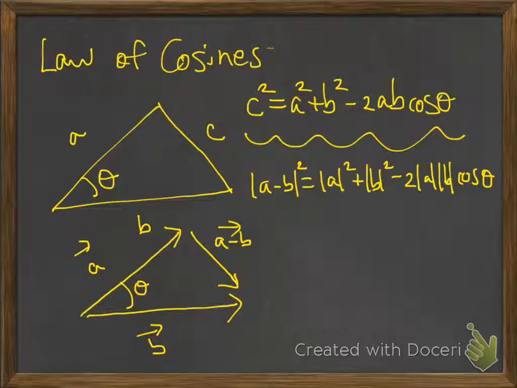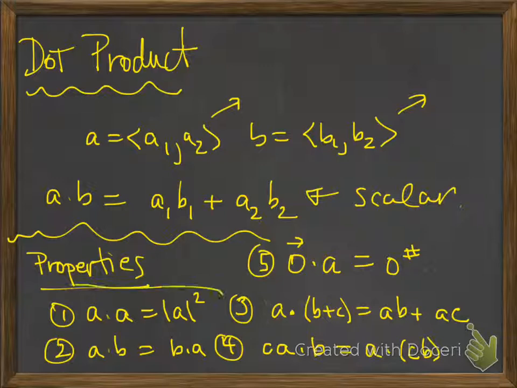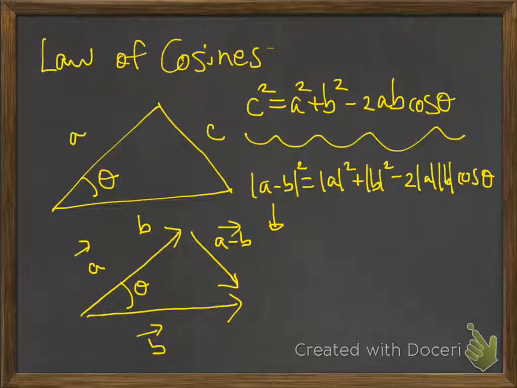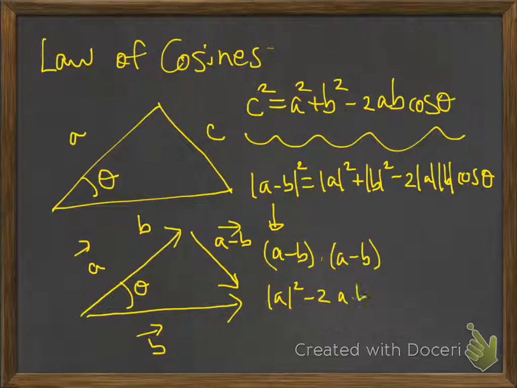Now if we remember what our properties were, let's go back really quickly. This one right here I told you was going to come up a lot. We're going to use that here. So A minus B, that vector's magnitude squared, is A minus B dotted with A minus B. Now we can apply our distributive property, and we get the magnitude of A squared minus twice A dotted with B plus the magnitude of B squared. That's what the left hand side is equal to, and here's our right hand side.